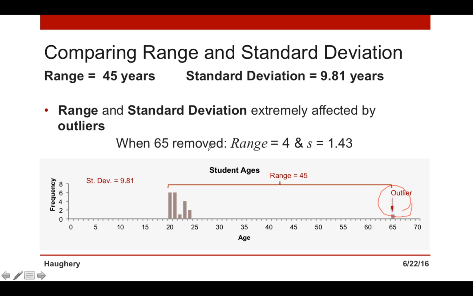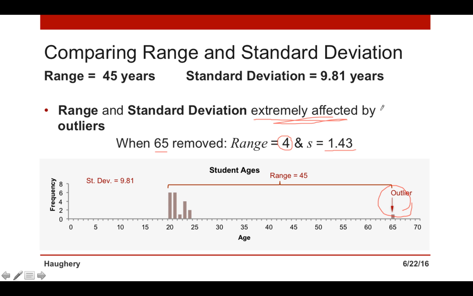So if we remove the value of 65, we drop down to a range of 4 and a standard deviation of 1.43. Okay, so I'm not saying we're going to remove the outliers. We talked about how we're going to leave outliers in there for this class. But it's just a comparison of how much they're affected by outliers. So they're extremely affected. We would drop down almost 9 times less than the standard deviation when we just remove that outlier.